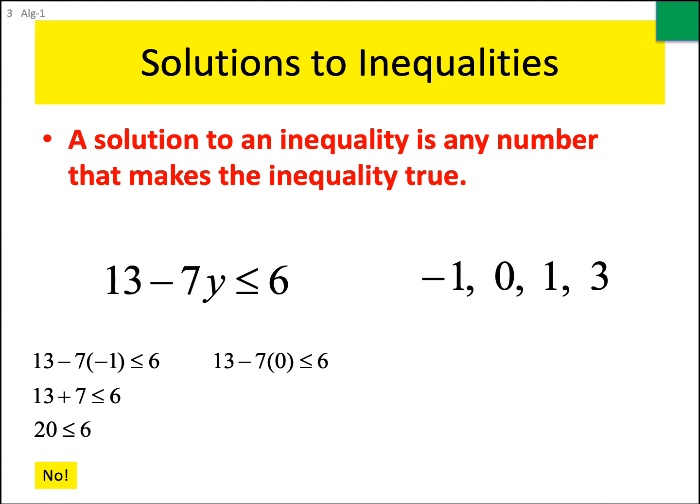All right, how about 0? -7 times 0 is 0. Is 13 less than 6? That is another big fat no. Why do they call it a big fat no?